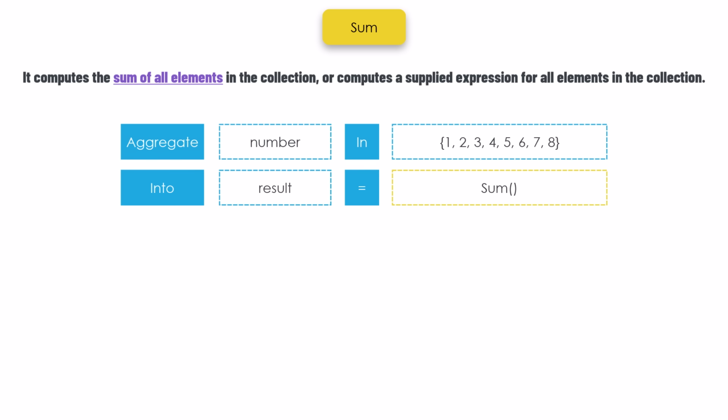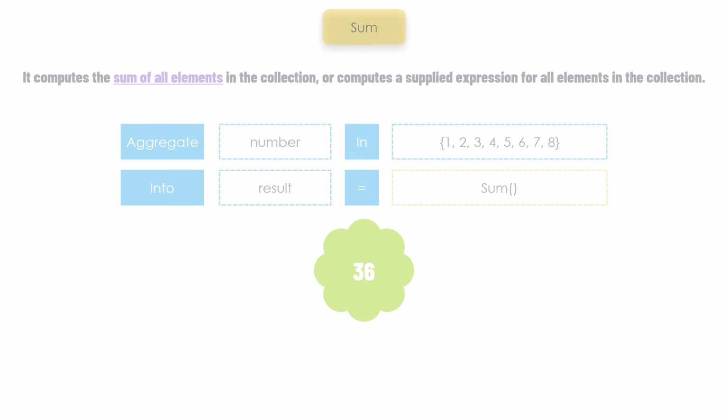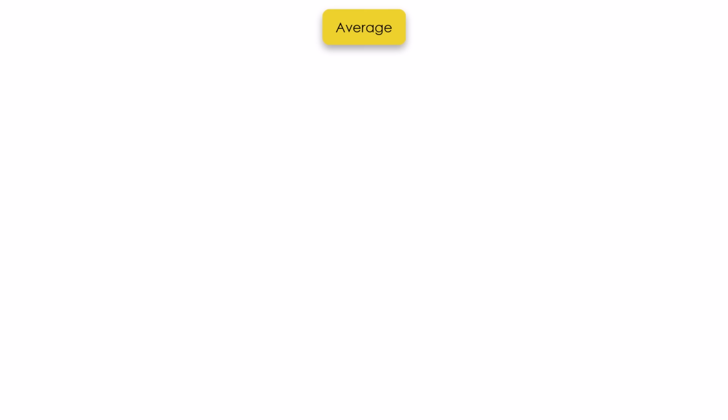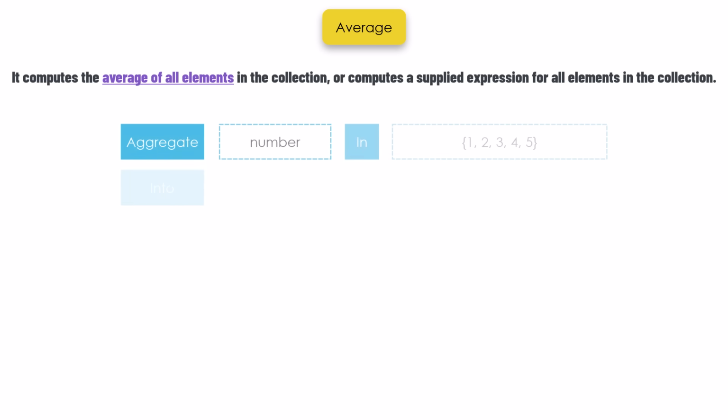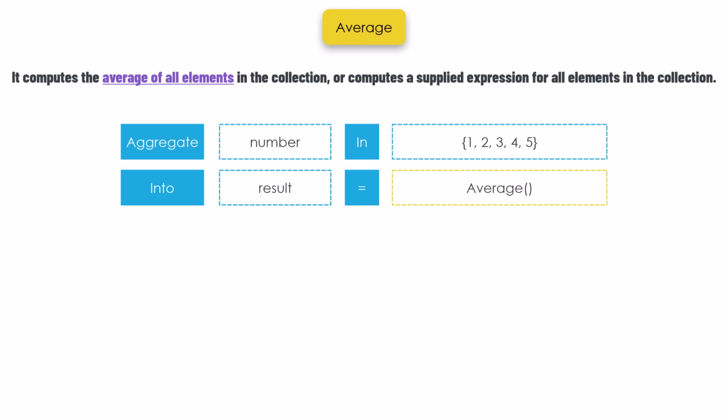It returns the following result, which is the sum of the numbers inside the array. The last function is average. It computes the average of all elements in the collection, or computes a supplied expression for all elements in the collection. It can also be used in the same way as the other functions, max, min, and sum. For example, the following query. The result here is number 3, which is the average of the numbers inside the array.